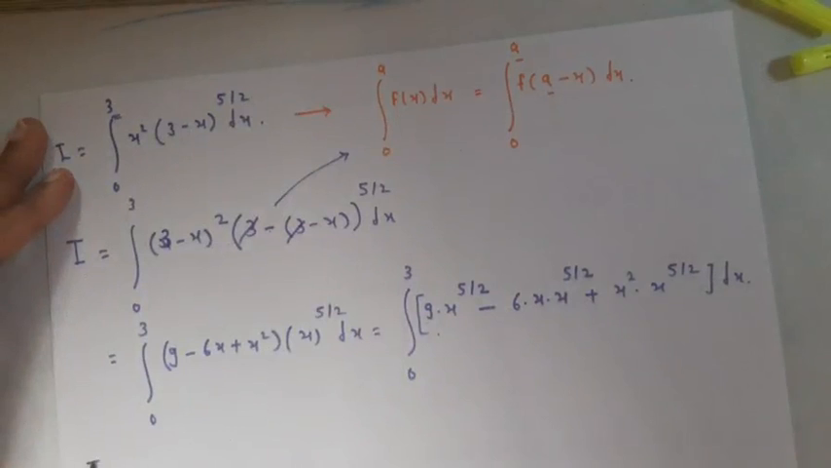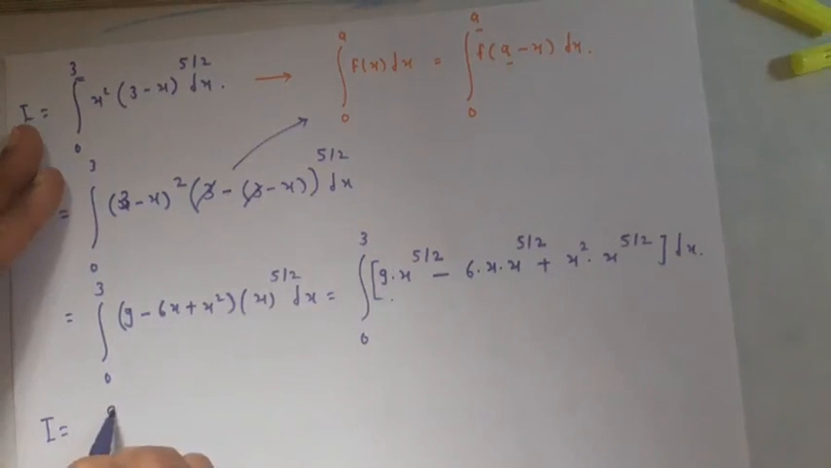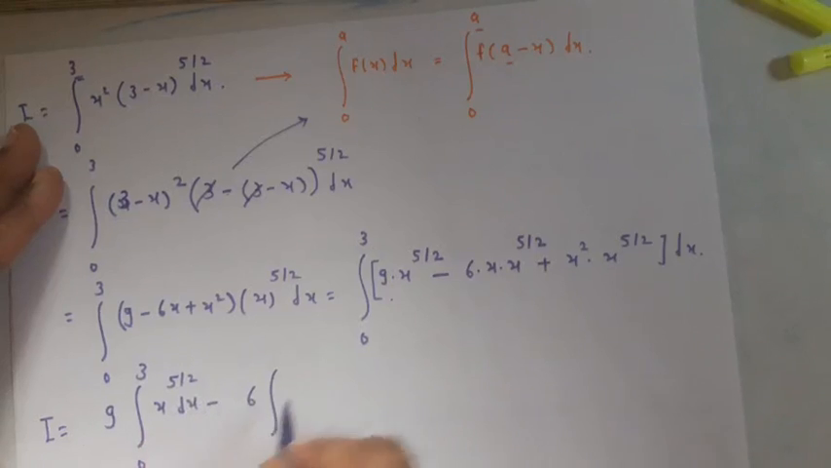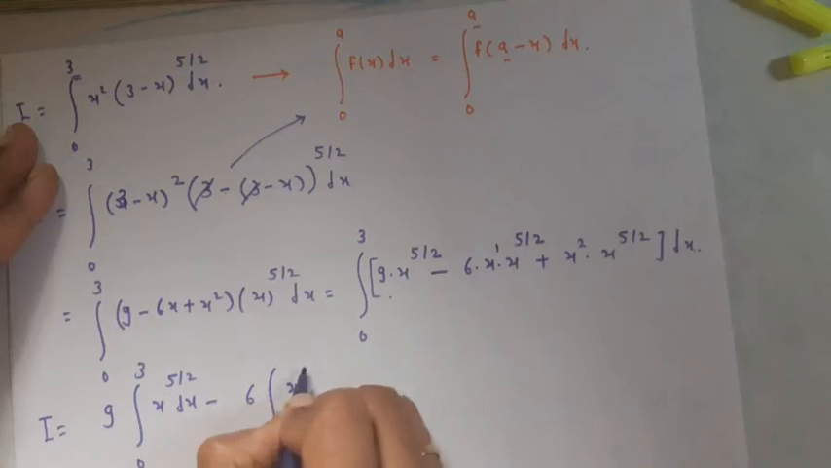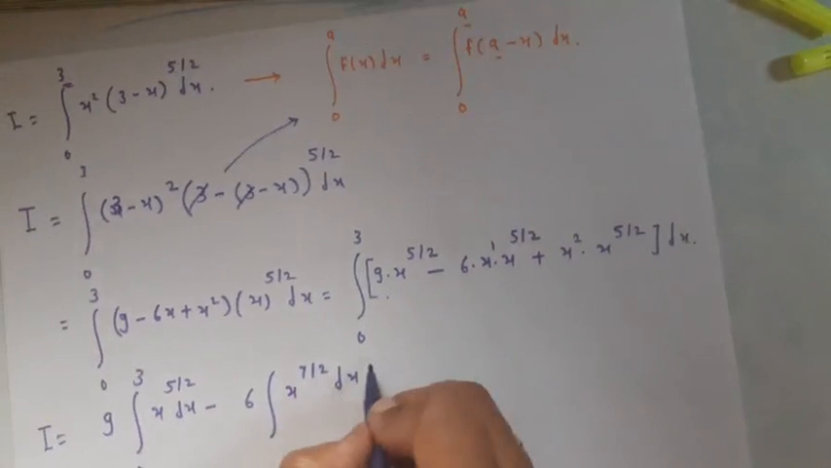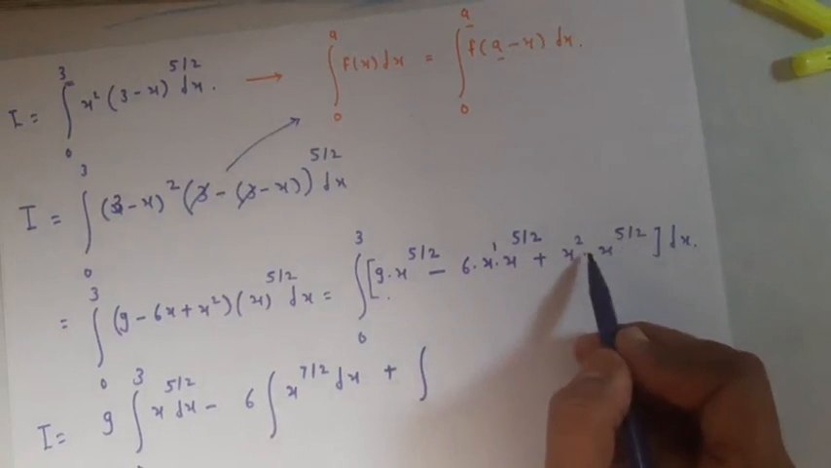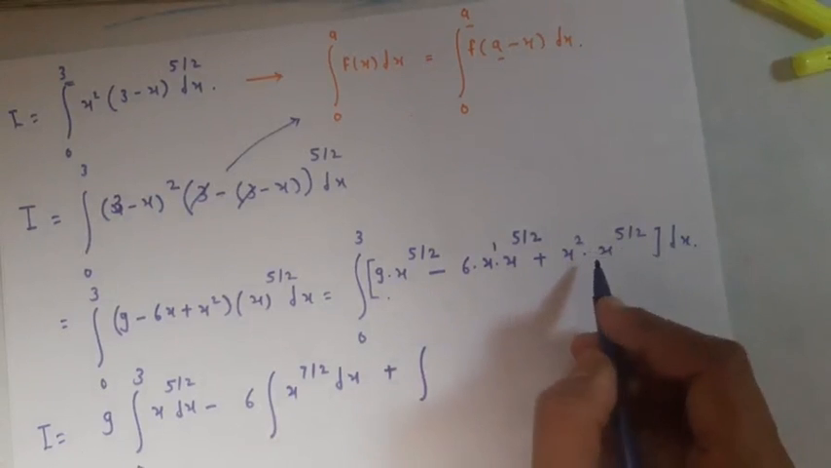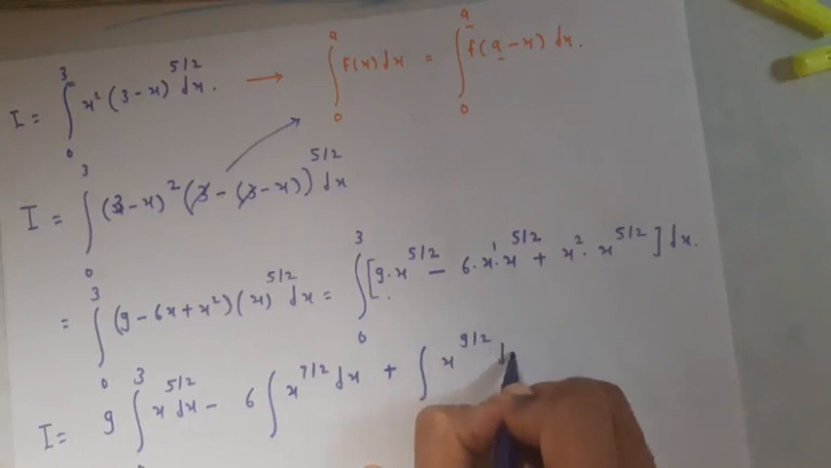And now the integration I equals 9 outside the integration, 0 to 3, x raised to 5 by 2 with respect to x, minus 6 outside the integration, x times x raised to 5 by 2 means x raised to 1 plus 5 by 2, that is 7 by 2, x raised to 7 by 2 with respect to x, okay. Now plus x square times x raised to 5 by 2 means x raised to 9 by 2, x raised to 9 by 2 with respect to x.